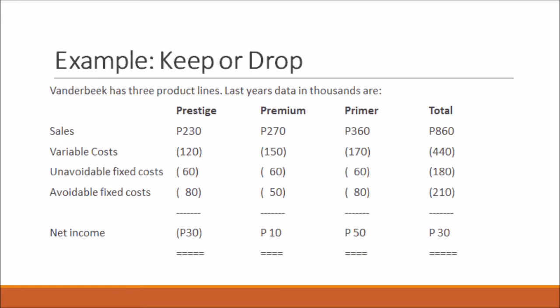Vanderbeek has 3 product lines. Last year's data in thousands are as follows. So take note of the 3 product lines of Vanderbeek, together with its sales, variable cost, unavoidable fixed costs, and avoidable fixed costs. And you can already see here that variable costs, unavoidable fixed costs, and avoidable fixed costs are the only relevant costs here.